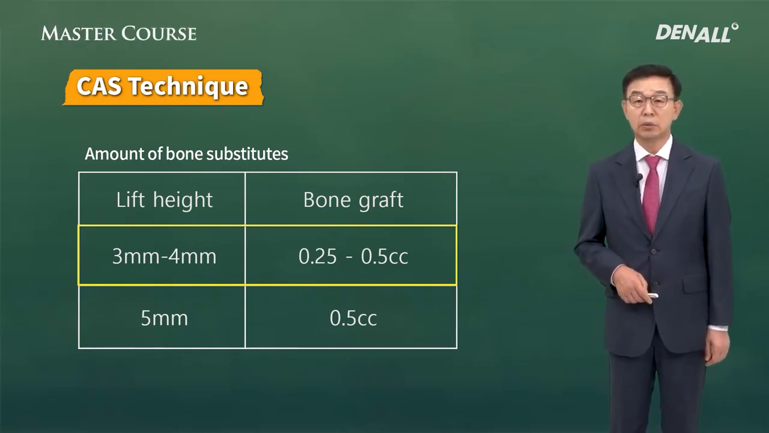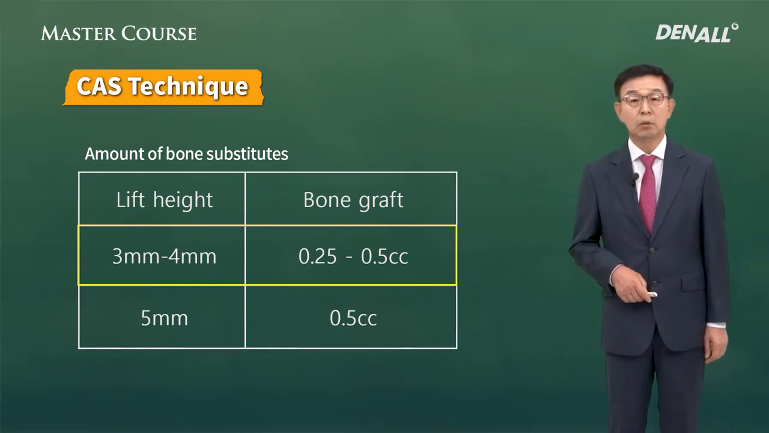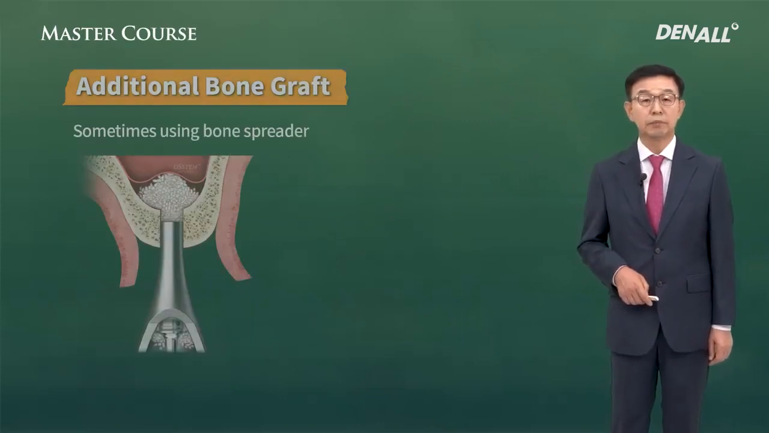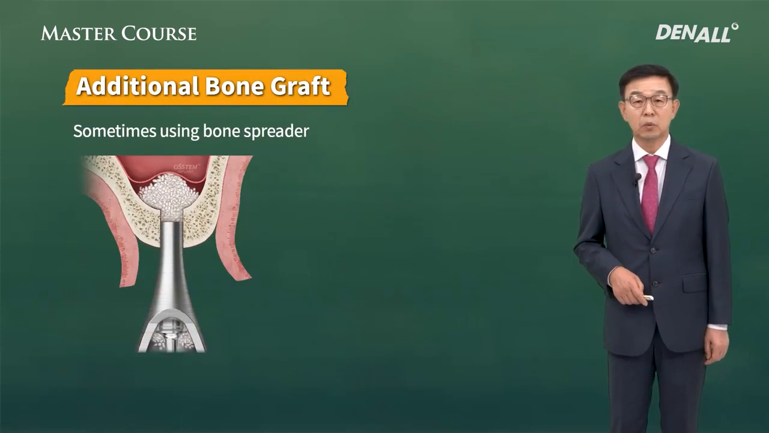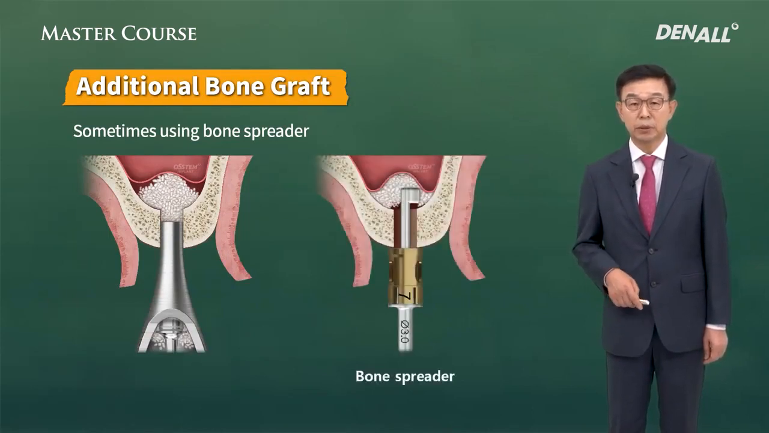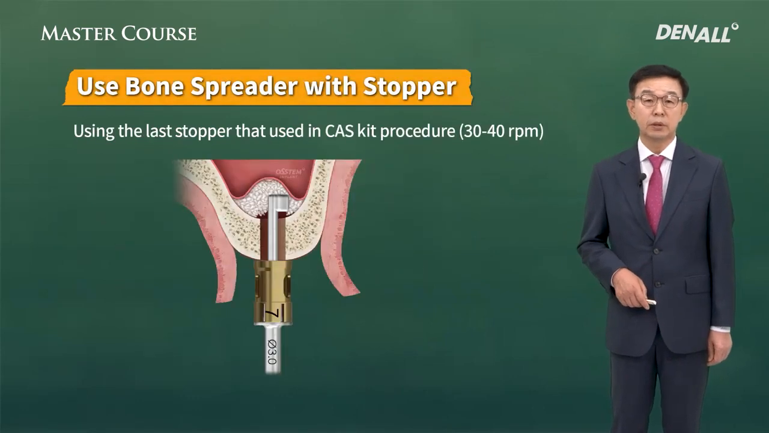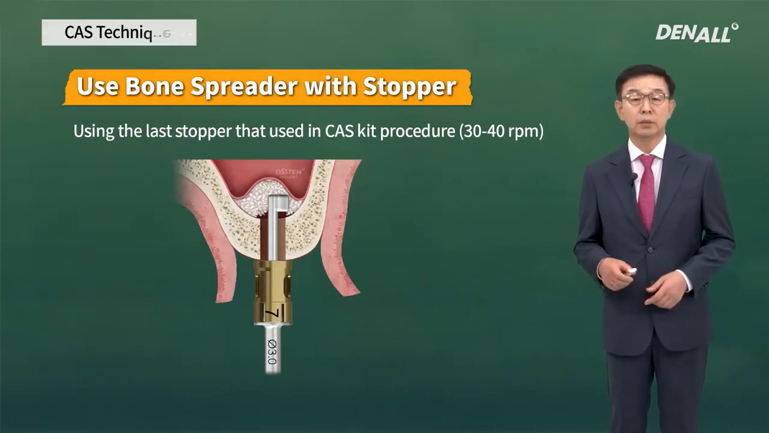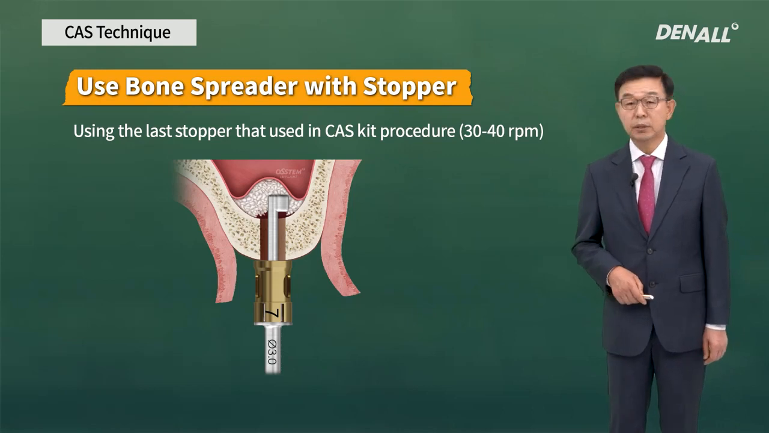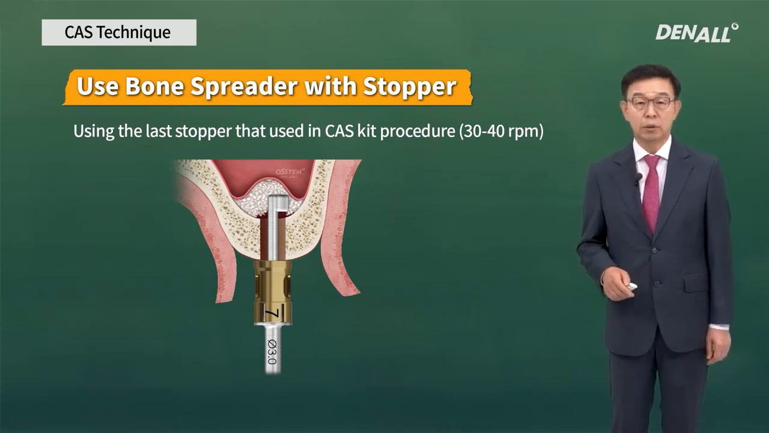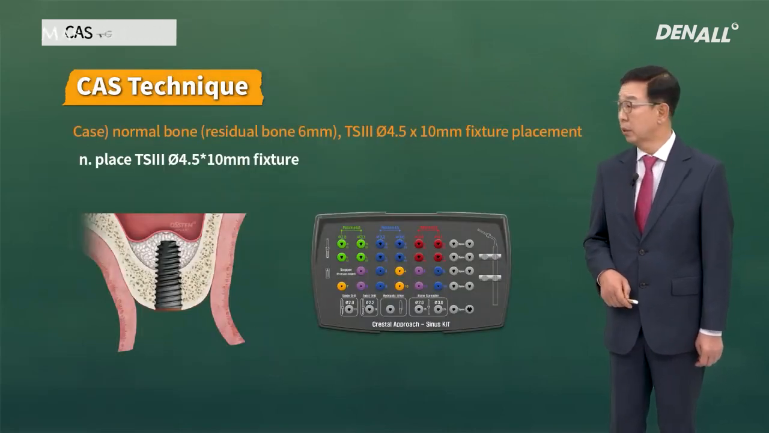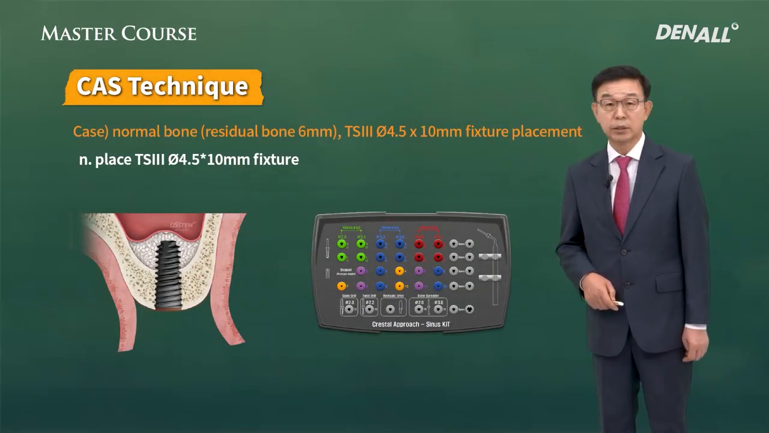When you place one implant, 0.25 cc is used for bone graft. After bone graft, optionally, if necessary, you can do bone spreading so that the bone graft can be positioned in an ideal position, and then the implant is placed. When you do bone spreading, you need to do it slowly, 30 to 40 RPM. After that, the implant is placed.